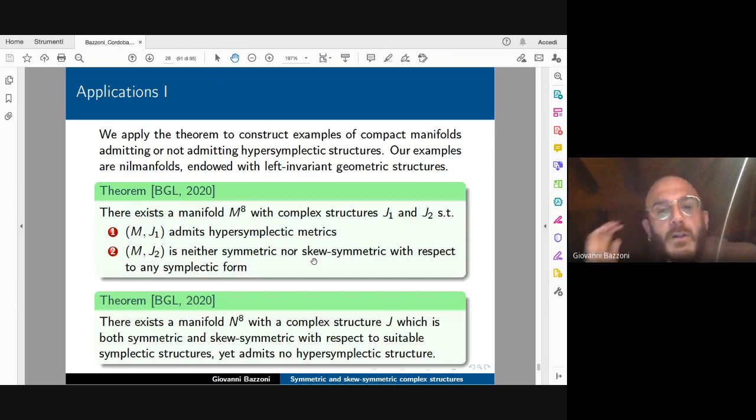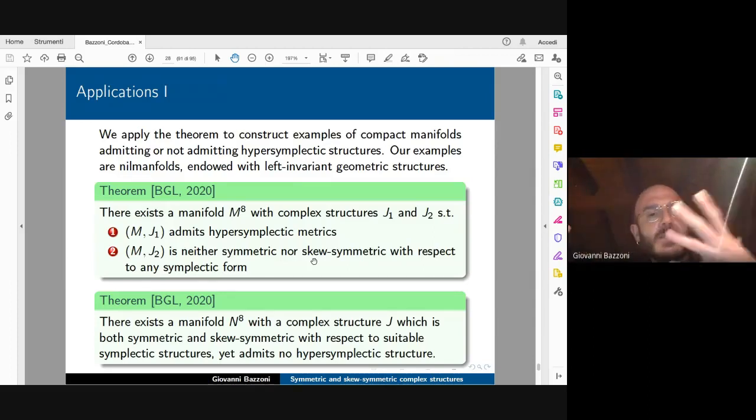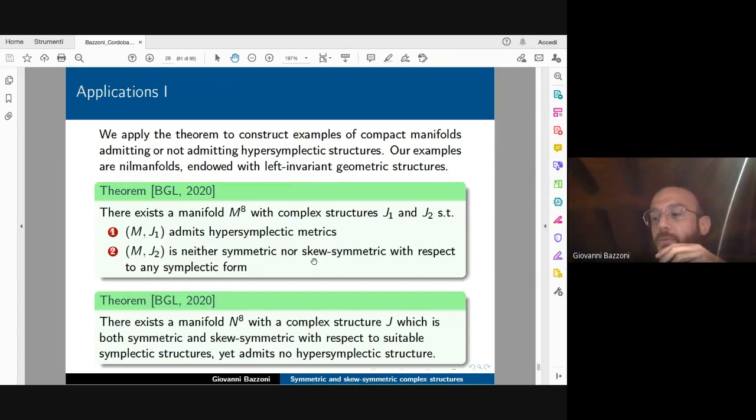And another kind of result, similar but different: you have an 8-dimensional manifold which has a complex structure, and you can find symplectic forms with respect to which J is respectively symmetric or skew-symmetric, but the manifold does not admit any left invariant hypersymplectic structure. So this symmetry and skew-symmetry can coexist without giving rise to some hypersymplectic metric. So you have all different behaviors.